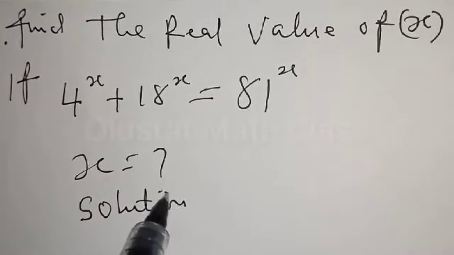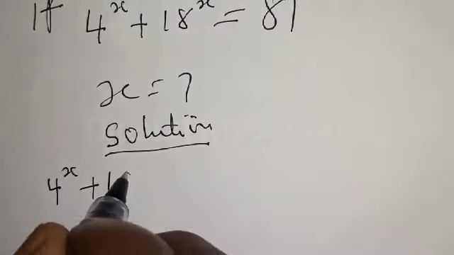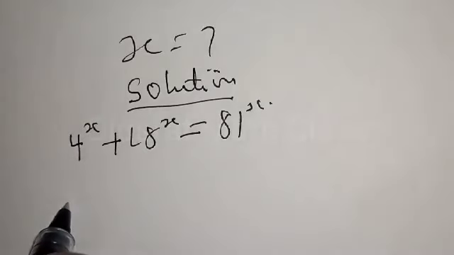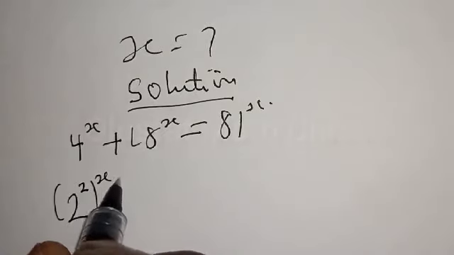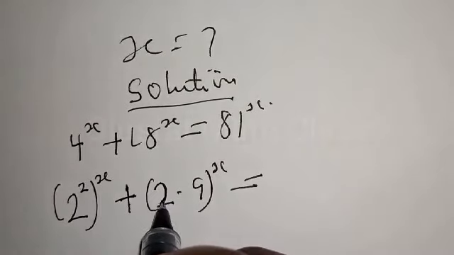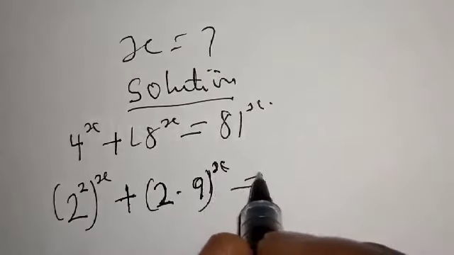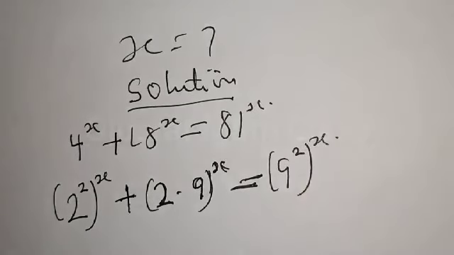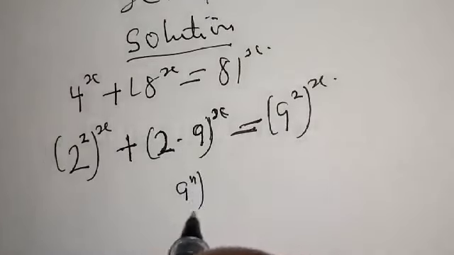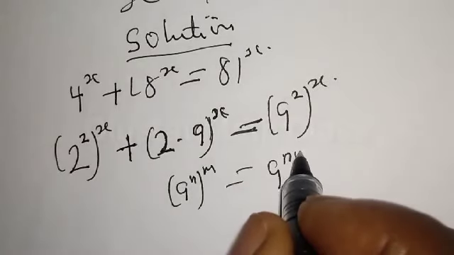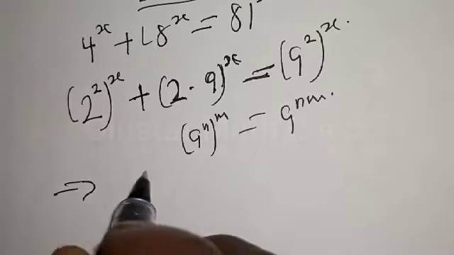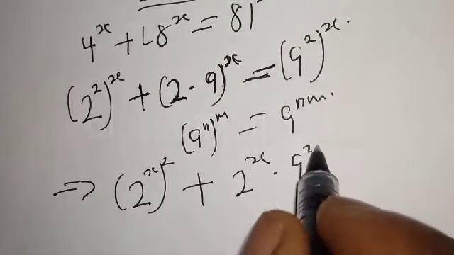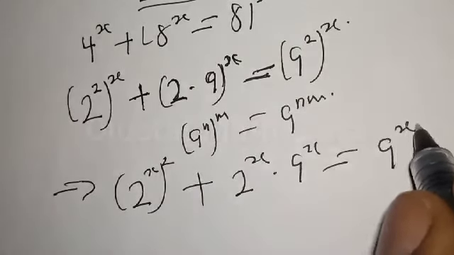Solution. 4 raised to power x plus 18 raised to power x equal to 81 raised to power x. This can be written as 4 raised to power x is the same thing as 2 squared, raised to power x, plus 18 is equal to 2 times 9, raised to power x, to be equal to 81 is 9 squared, raised to power x. But we know that a raised to power n, raised to power m can also be expressed as a raised to power nm. Then this can be written as (2 raised to power x) squared plus 2 raised to power x multiplied by 9 raised to power x is equal to (9 raised to power x) squared.